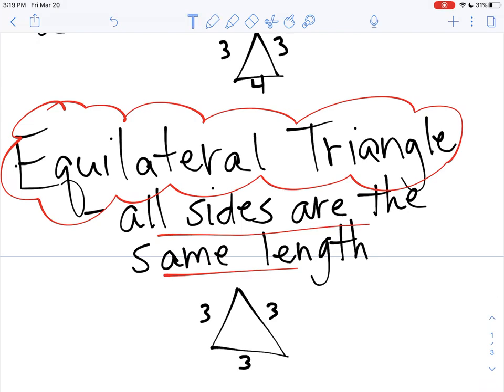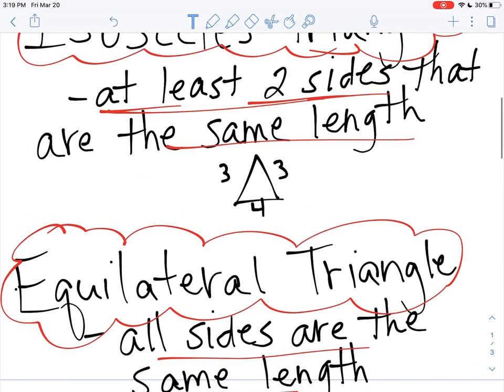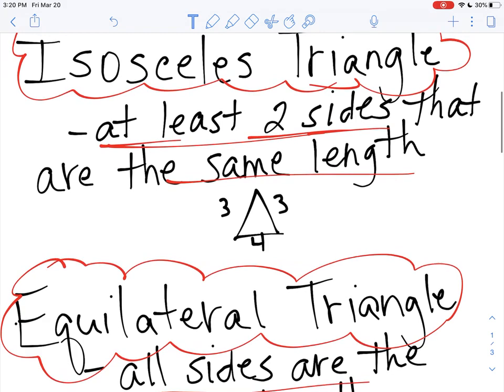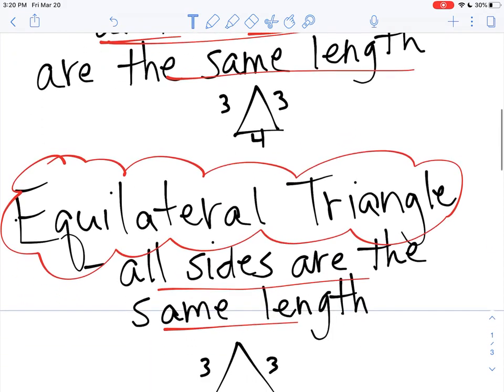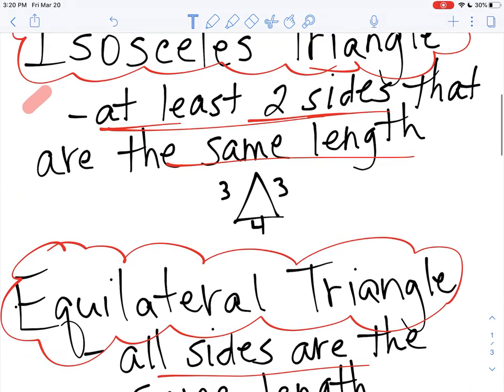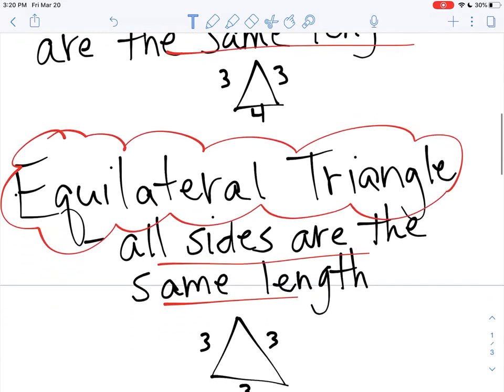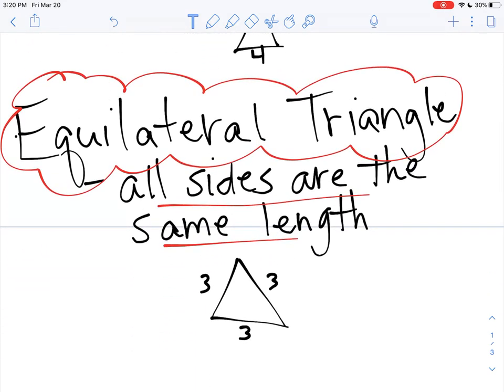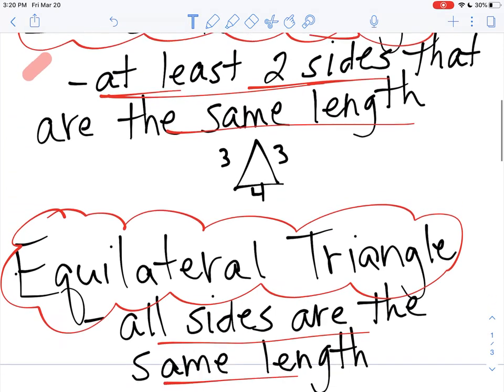Okay, one last thing. Let's think about equilateral and isosceles again. An isosceles has at least 2 sides that are the same. So what do we know about an equilateral? All the sides are the same. So now let's think about this. If at least 2 have to be the same, well, when I look at an equilateral triangle, are at least 2 the same? They are, because I could say this one and this one. It just has to be at least 2. This one has 3, but that means equilateral triangles are also isosceles triangles.